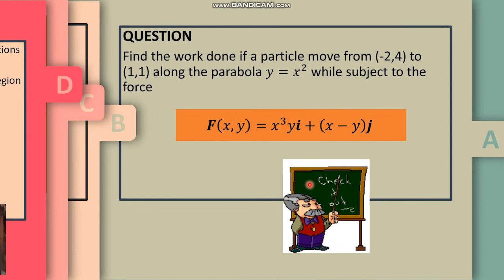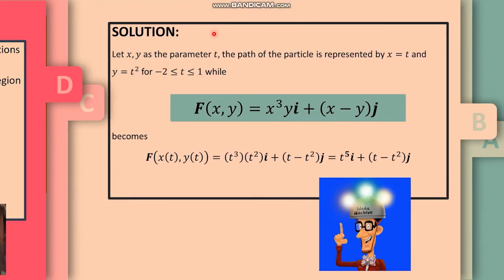So the question is: find the work done if the particle moves from (-2, 4) to (1, 1) along the parabola y equals x squared, while subject to the force given. The force given is F(x, y) equals x^3 y i plus (x minus y) j. So we want to know how to solve the question. So we go to the solution.